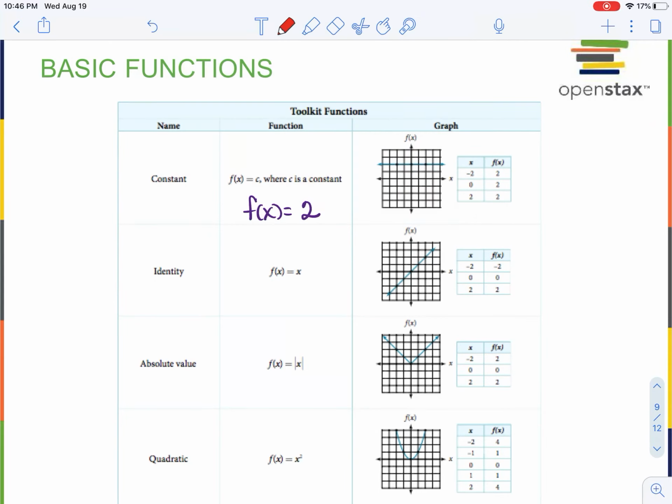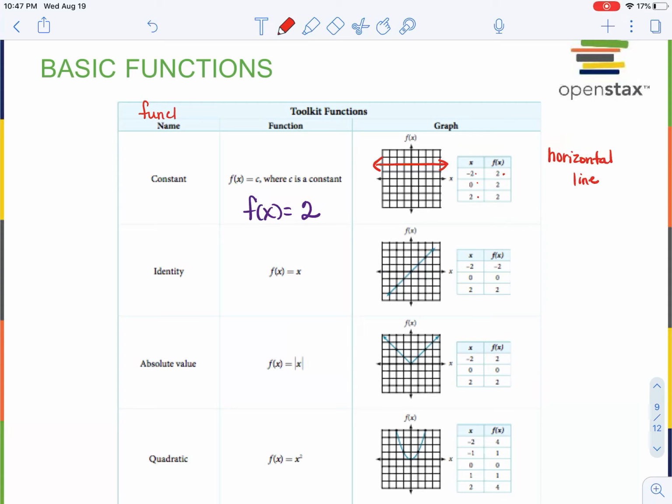And so if you look over here, no matter what I plug in for x, -2, 0, 2, 3, 5, 8, no matter what, the y or the f of x is going to be 2. So that graph looks like a horizontal line. So a constant is always a horizontal line if a function is a constant.